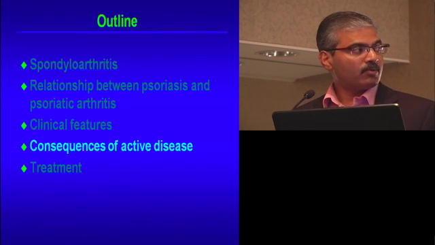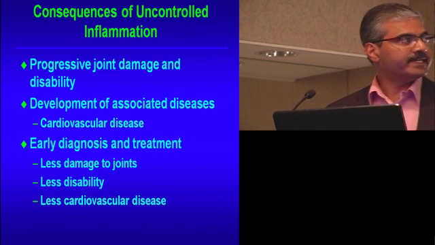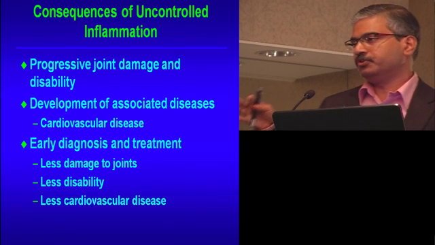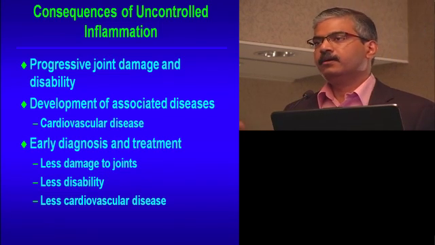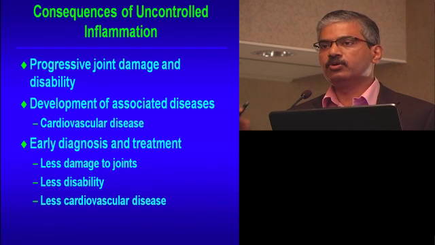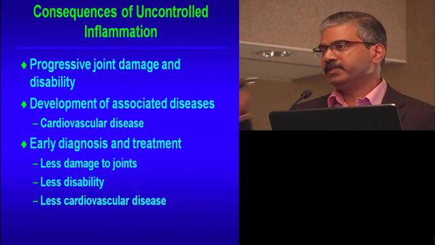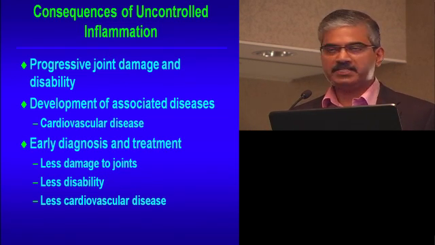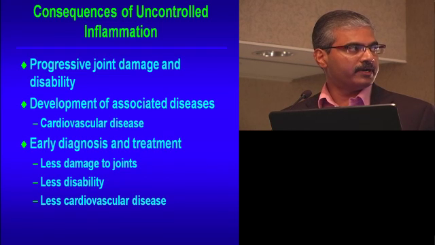So let's talk about why it is important to treat. One thing, if you have inflammation in your joints, your spine, or your back, it leads to progressive joint damage and disability. So you need treatment to prevent that joint damage from happening and to prevent disability. Early diagnosis and treatment is important.